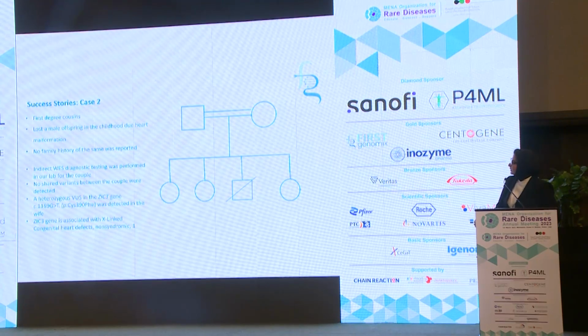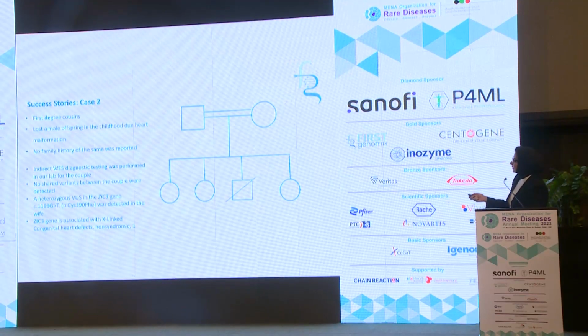However, we detected a variant of uncertain significance in the ZIC3 gene in the wife. The ZIC3 gene is X-linked, and it causes non-syndromic congenital heart defect, and sudden death may occur. So again, after we got the result and reported, we had a discussion with the family whether there is any other male incidence of the same.